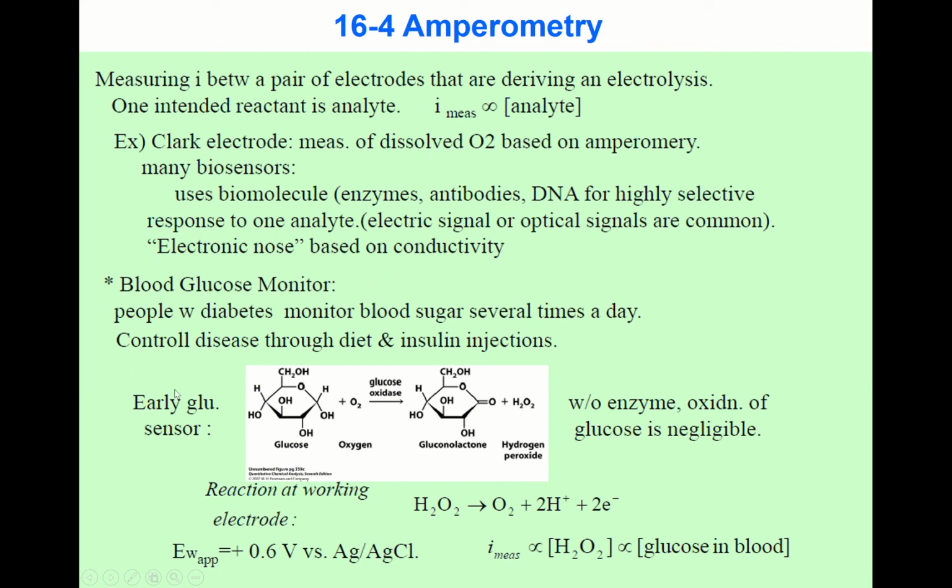There is not only conductivity, but electronic noses may be based on amperometry, the current. Here is a good example of amperometry, which is blood glucose monitoring. A lot of people in the world are suffering from diabetes. In our country, maybe 4 to 5 million people are suffering from diabetes. In America, the number is much higher, more than several tens of millions of people.